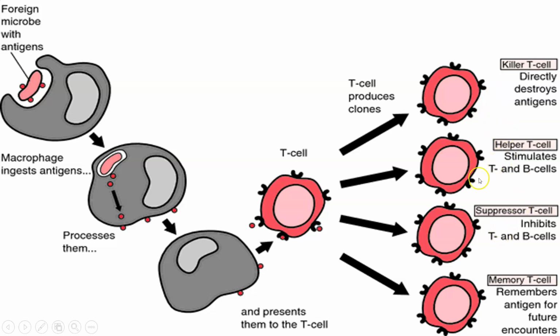We talked about the other two cells, so we're just going to go down to this last category here, the memory cells. So we know that there is immunological memory formed from B cell activation, and the same thing happens with T cell activation, and we'll talk about that at the end of this presentation.